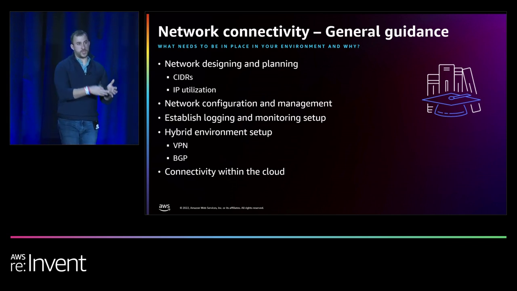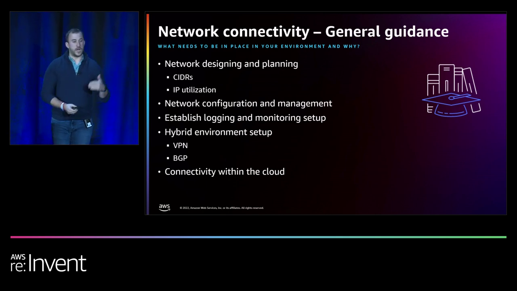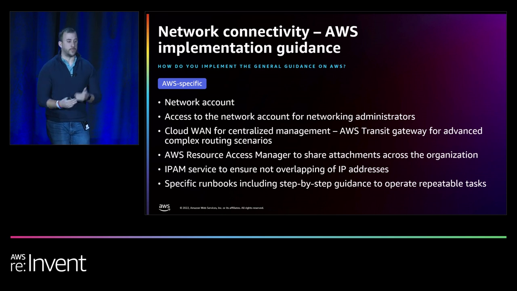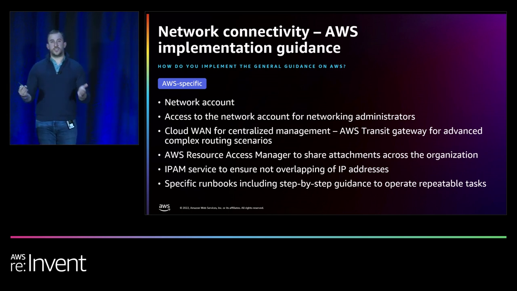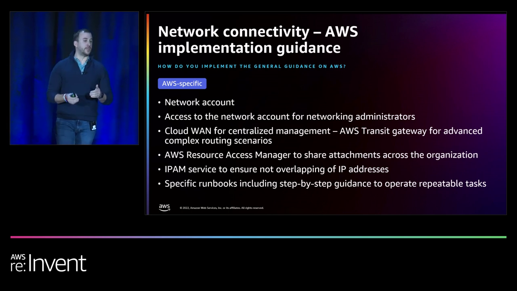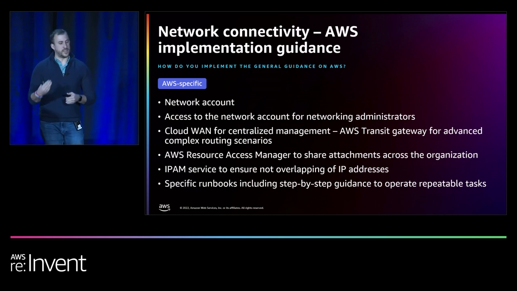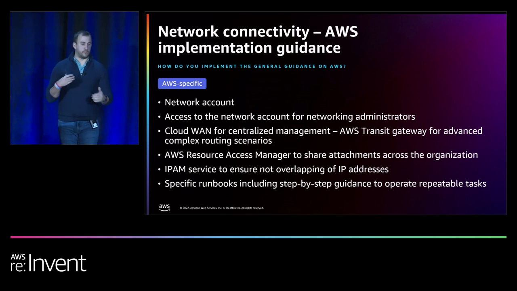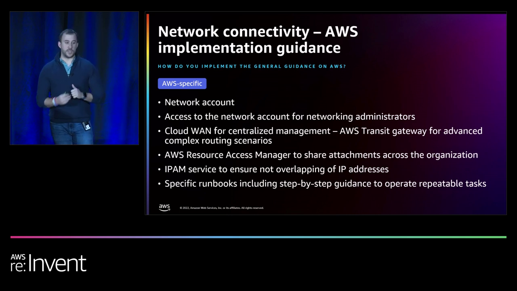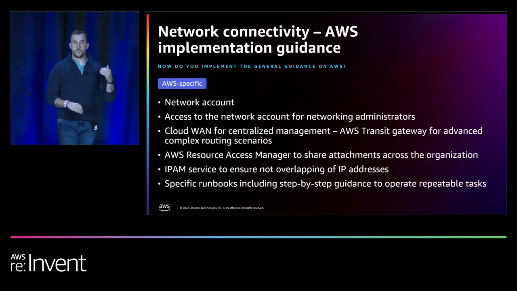And from this, we want to bridge that to become AWS specific. In that guidance, we'll walk you through why and how to set up a networking account, set up the right access for your cloud administrators, and make a decision. Maybe you want to use centralized networking. So how to use Cloud WAN, how to set it up, or how to use AWS Transit Gateway if you have a more complex environment and more routing scenarios, having a managed service do it for you. How to share those attachments, how to make sure that all the routes are spread all over your network, and how to use the IP address management system to ensure that you don't have overlapping IP addresses.